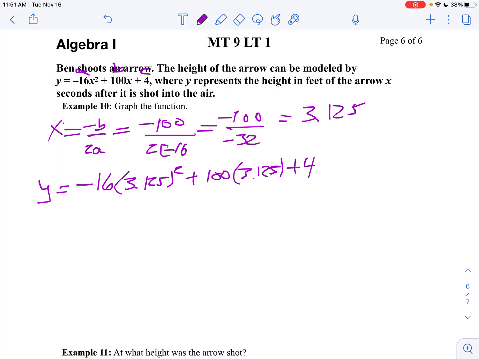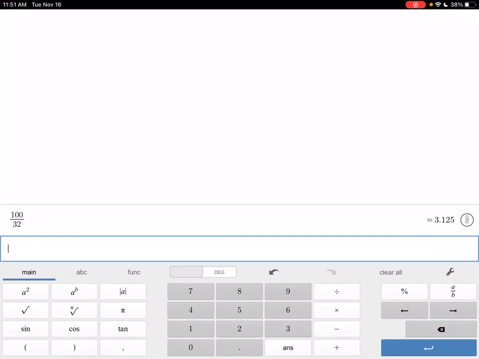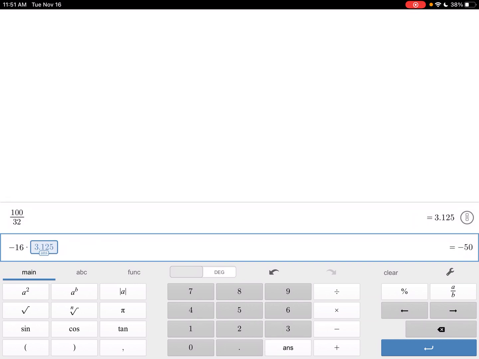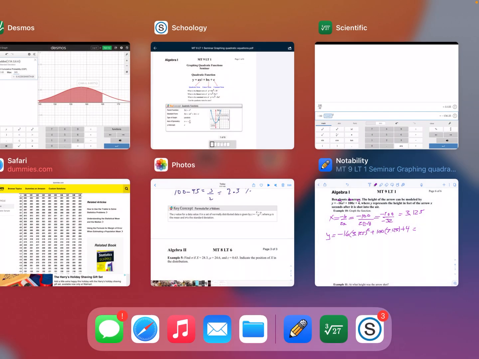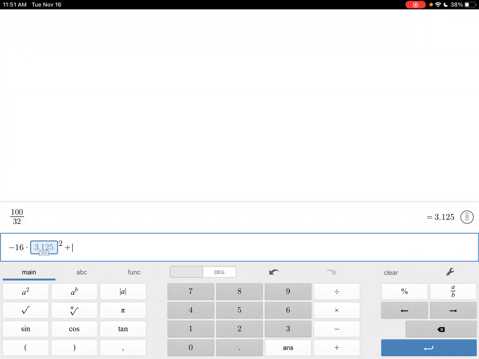So I think I'll type that in my calculator. So I'm going to take negative 16 times 3.125 squared. Okay. And my middle term was plus 100 times 3.125, and then plus 4. So we get 160.25.